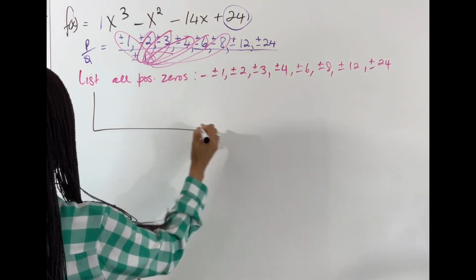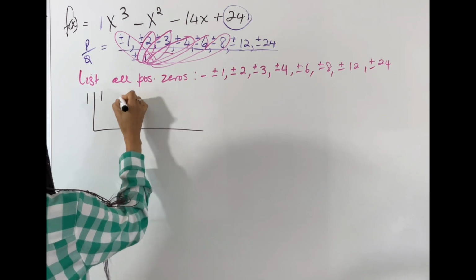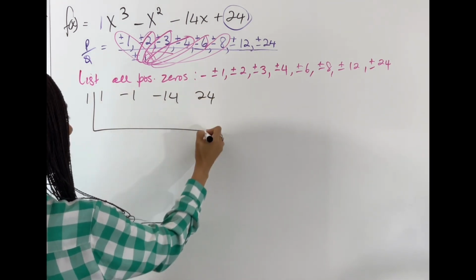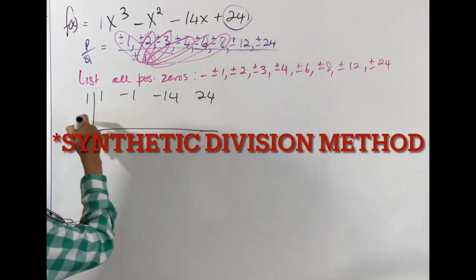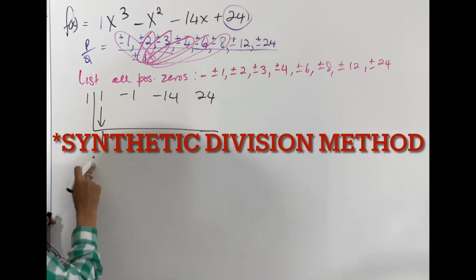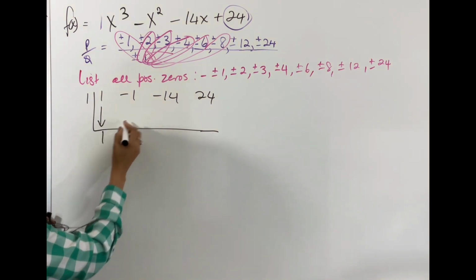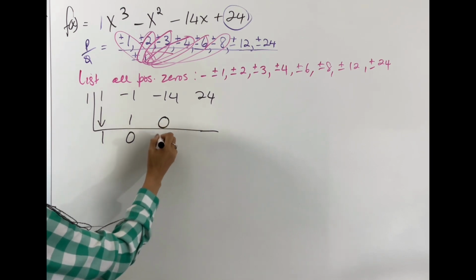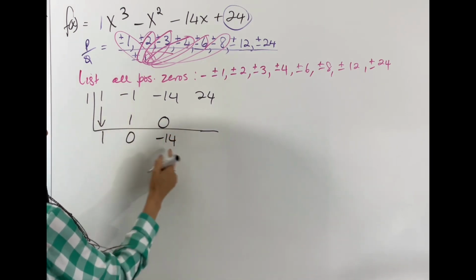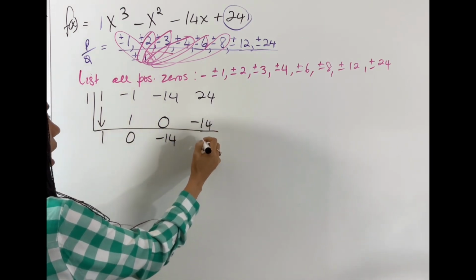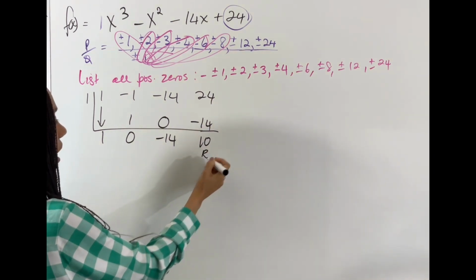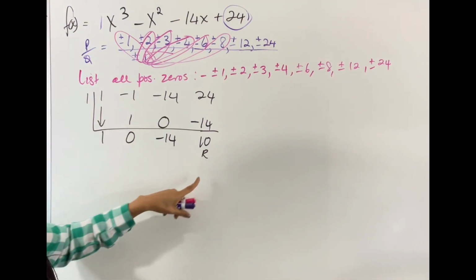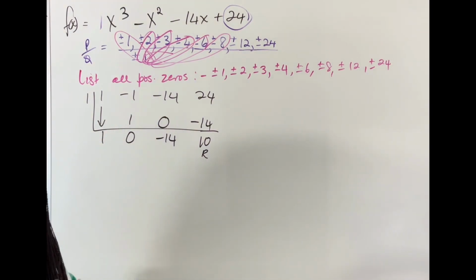I'm going to test it with 1. So I'm going to write out all my numbers here, and I'm going to use the synthetic division to test it. So bring down your 1, and 1 times 1 is 1. When we add this, we're going to get 0. 1 times 0 is 0. We end up with negative 14 here. 1 times negative 14 is negative 14. And we have a remainder here. So because we have a remainder off the top, we know that 1 is not a possible 0. So you cannot use 1.